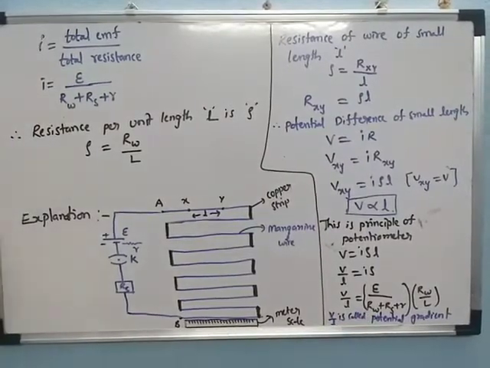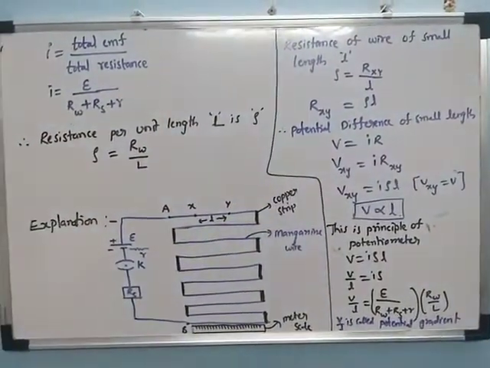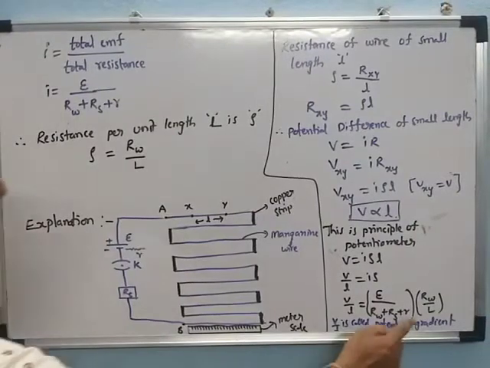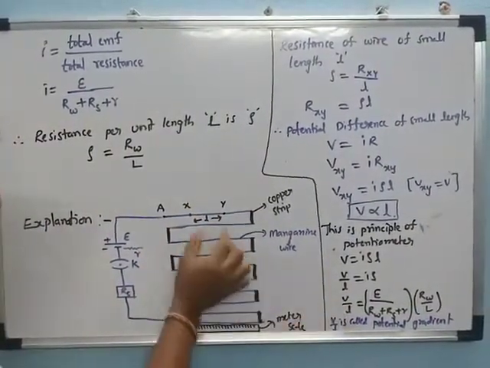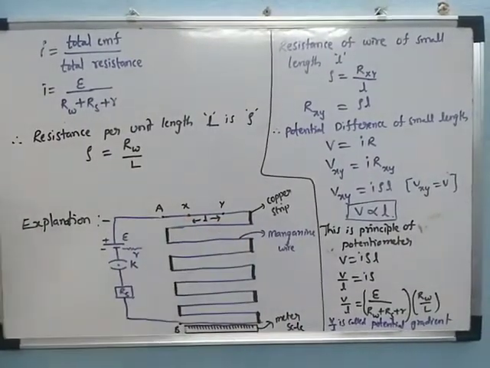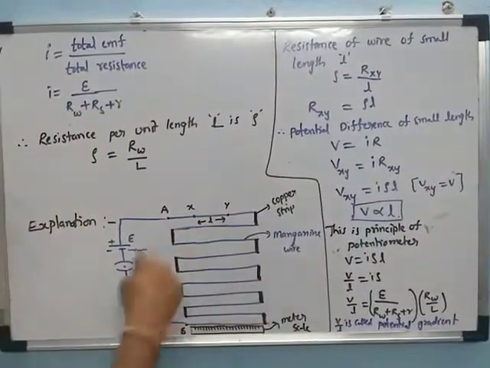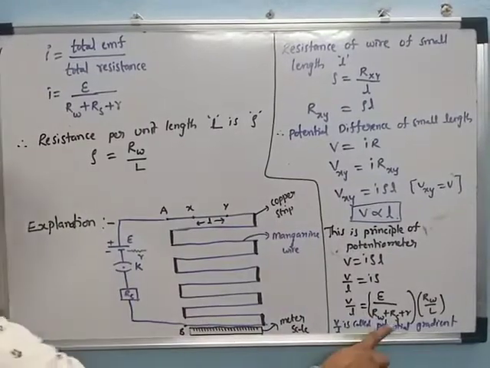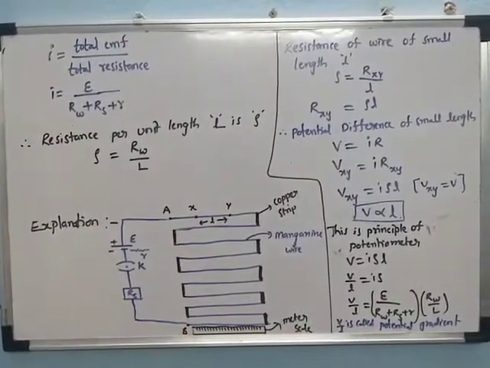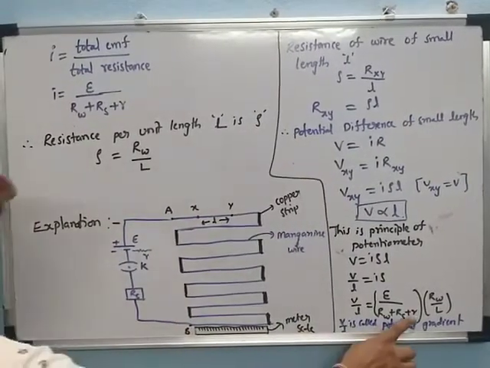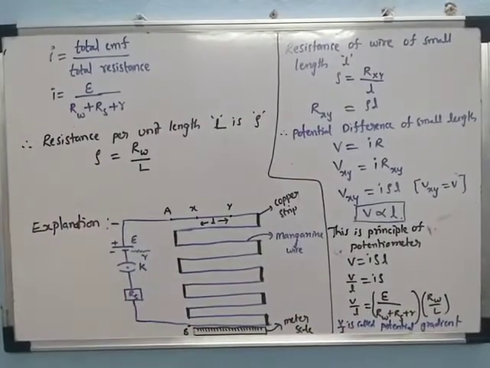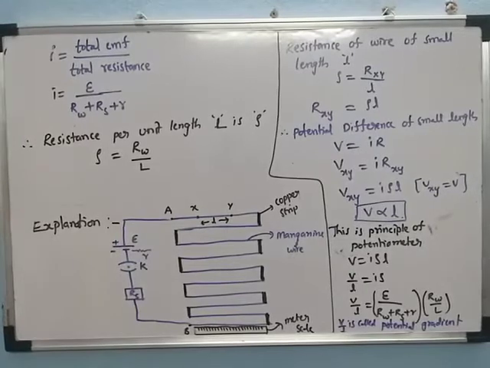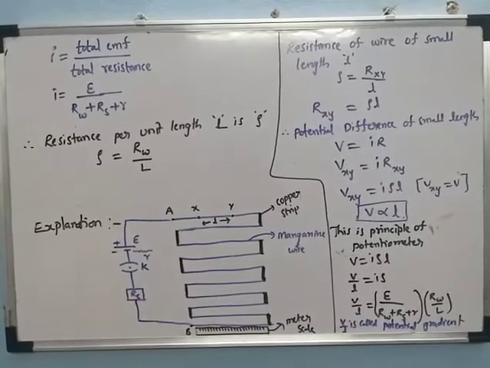R_W is the resistance of the wire, and L is the total length of the wire. The small l is the length between the two points. V is the potential difference, and R_S is the series adjustable resistance. And small r is the internal resistance of the battery. This is the principle of potentiometer.